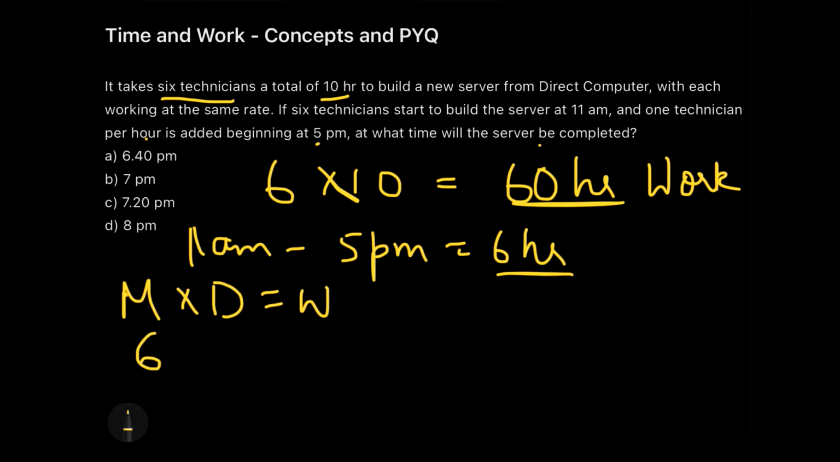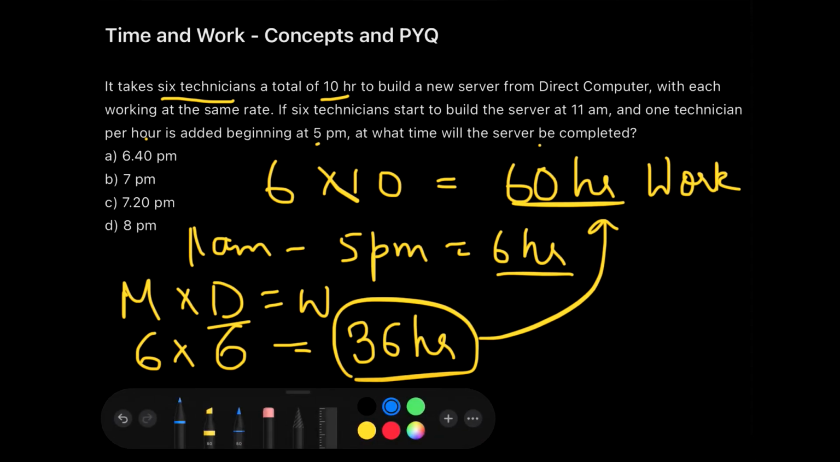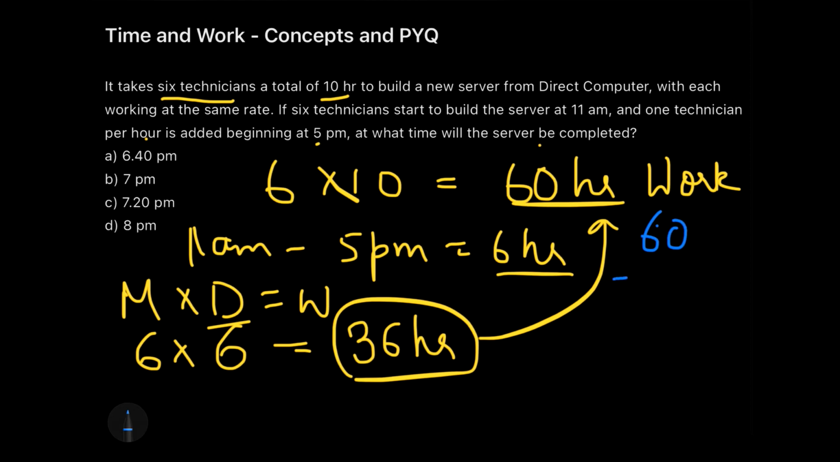So, the number of men are 6 with me right now, and the time or the day, in case of the day you can add the time, so the time will be 6 hours, and if you multiply it you will get to know that in the 6 hours you have completed 36 hours of work out of the total 60 hours of work. That means the amount of work which is left with us would be equal to 60 minus 36, that is 24 hours of work. Now, this 24 hours of work will be completed by every hour adding up a new person.